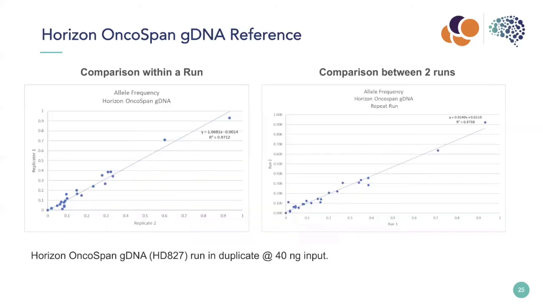So if we look at the reproducibility in the OncoSpan genomic DNA reference, you see reasonably good, but not quite as good as the circulating tumor assay, in both the allele frequency for the genomic DNA and then the repeat run on the other side, which was run in duplicate at a 40 nanogram input. The difference between the two plots is that the plot on the left is a comparison within a run, and the plot on the right is the comparison of the two samples between two independent runs. So essentially, really no difference between the same sample compared within a single run or a sample that was run in two different batches.